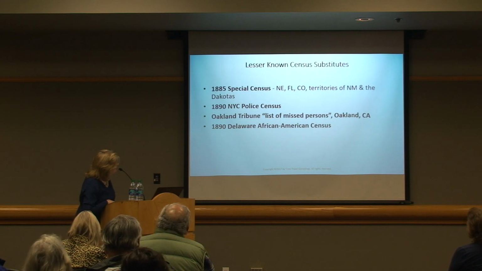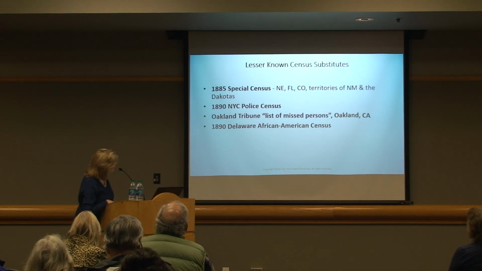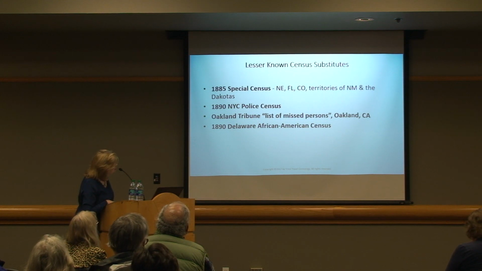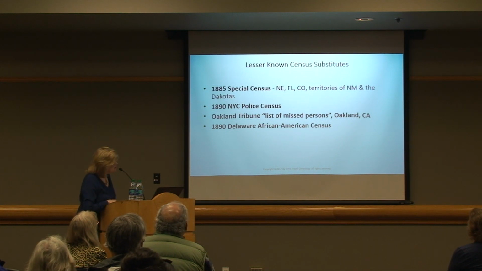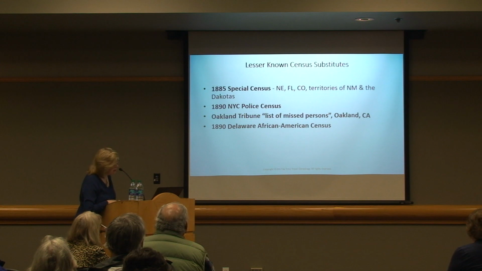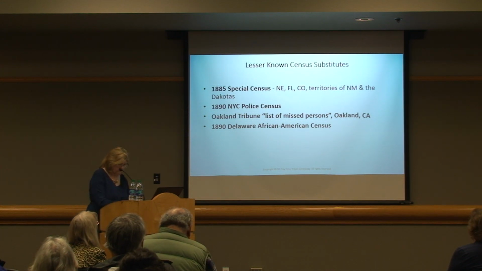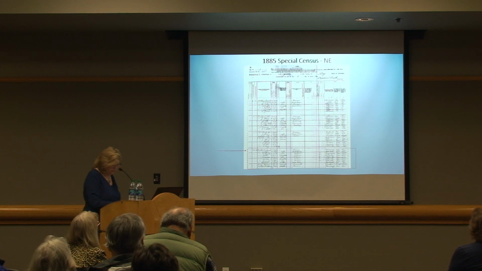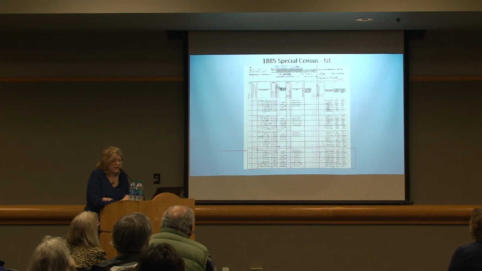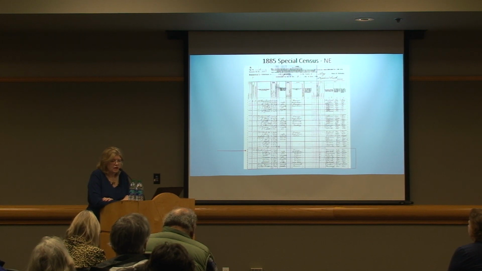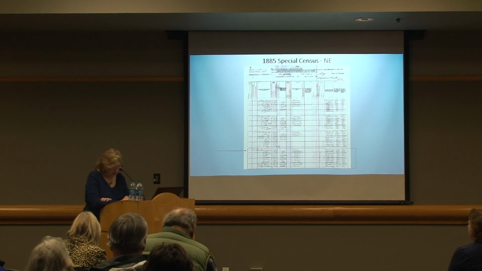The lesser known census substitutes are basically four. What they call a special census in 1885, the 1890 New York City Police Census, the Oakland Tribune, which actually had a list of people, and we'll go into that in a little bit, and the 1890 Delaware African American Census. For some reason, Congress decided that an additional census should be taken in 1885 between the two regular ones. And it ordered all the states to participate.